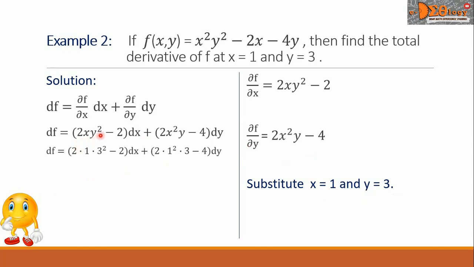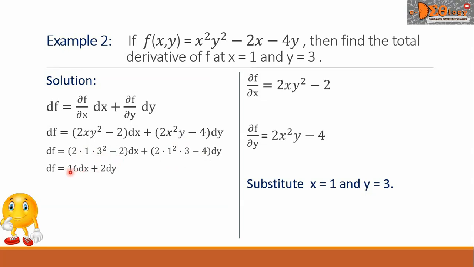The 2xy squared becomes 2 times 1 times 3 squared. Then we write the minus 2 here. The 2x squared y becomes 2 times 1 squared times 3. Then minus 4. Then we copy the dy. Simplifying further, this 3 squared is 9. 9 times 2 is 18. 18 minus 2 is 16.